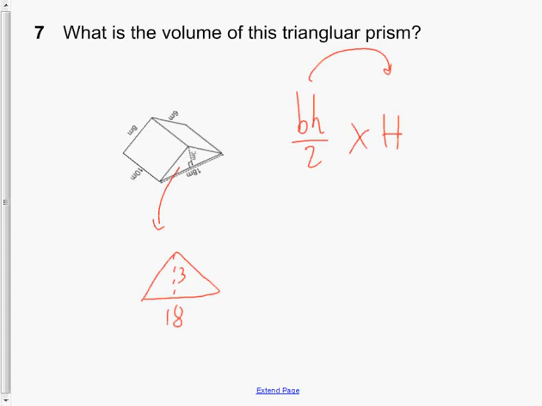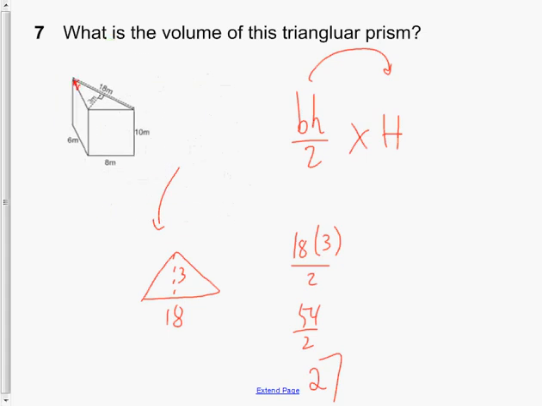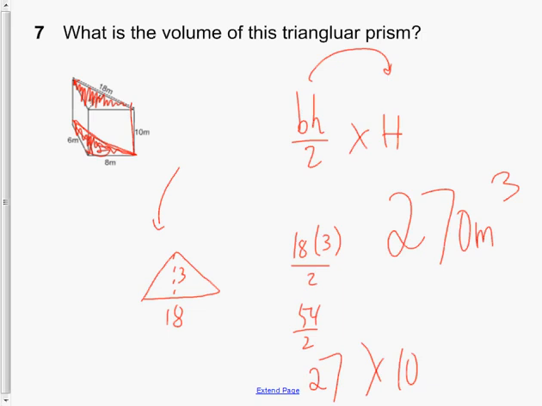3 and 18. So the base is 18, the height is 3, divided by 2. That will be 54 divided by 2, which will be the area of this triangle right here, and I'll turn it around again. The area of this triangle here is 27 square meters, which means the base that I can't see is also that triangle, which is also 27 square meters, multiplied by the height, which is 10, means that the entire triangular prism has a volume of 270 cubic meters.